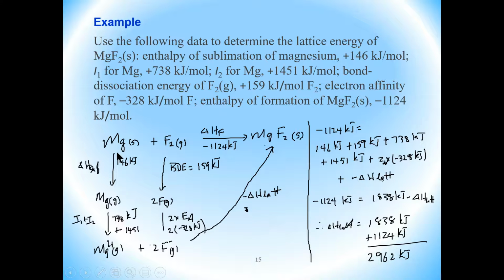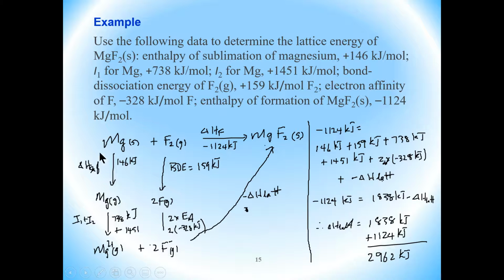So what I've done here is that I've written down my own version of the Born-Haber cycle applied to magnesium fluoride. So this is my starting point right here, magnesium and fluorine, right? Now to get from there directly to the product, that's this equation right here, and the enthalpy change for that would be the enthalpy of formation, which is given as minus 1,124 kilojoules per mole.